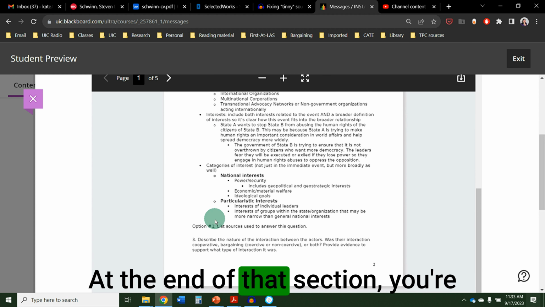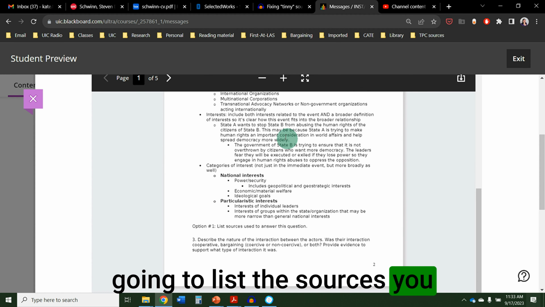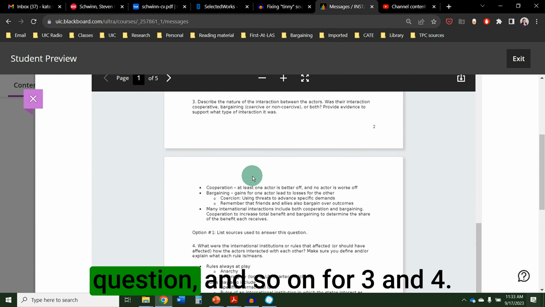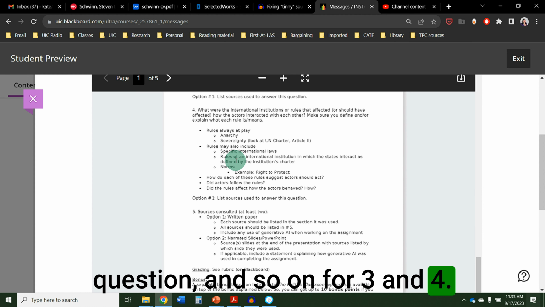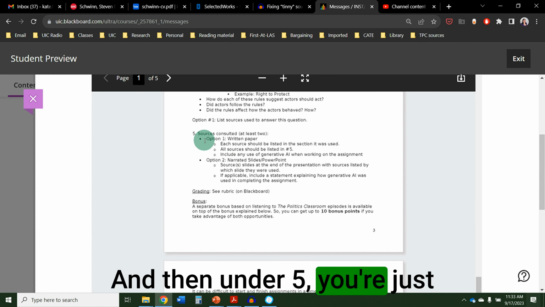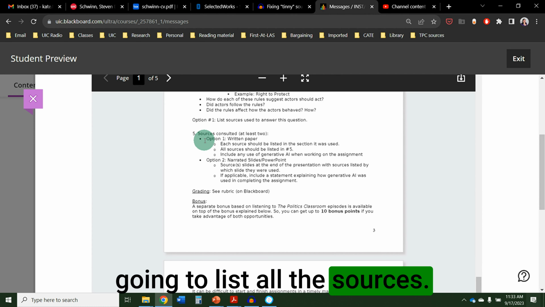At the end of that section, you're going to list the sources you use to answer that particular question, and so on for 3 and 4. And then under 5, you're just going to list all the sources.